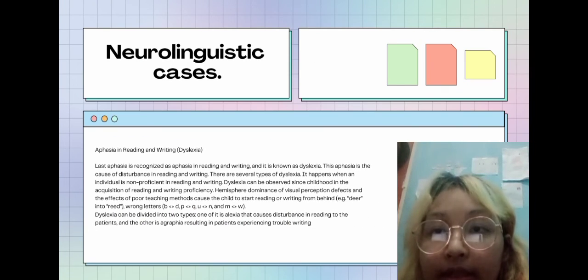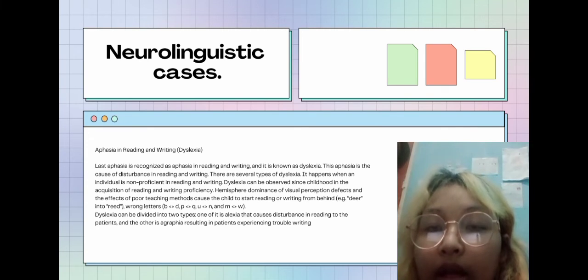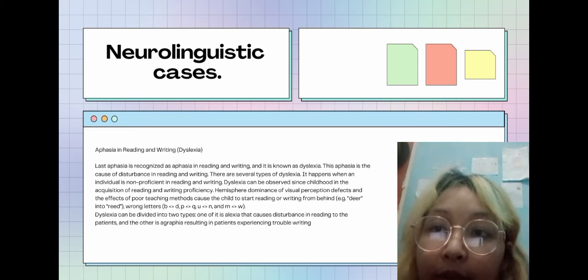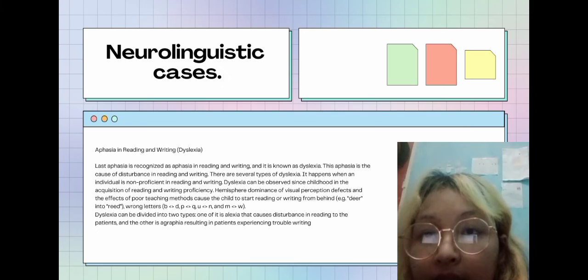And the last is dyslexia. Dyslexia is a condition with disturbance in reading and writing. There are several types of dyslexia. It happens when an individual is not proficient in reading and writing. Dyslexia can be observed since childhood in the acquisition of reading and writing proficiency.